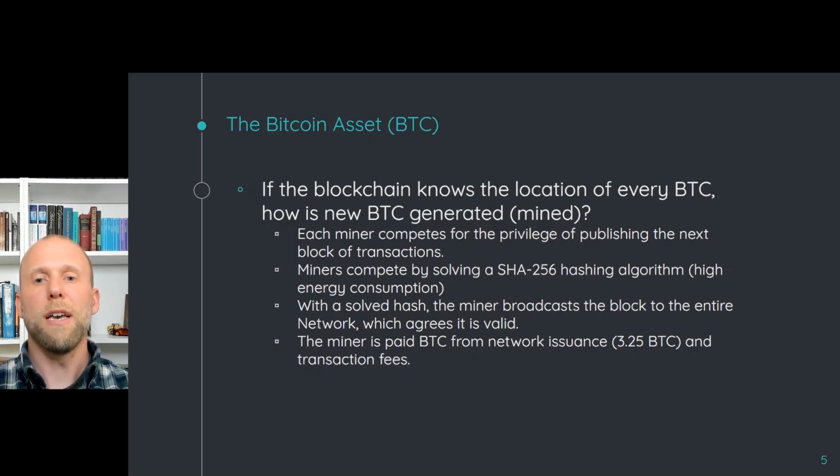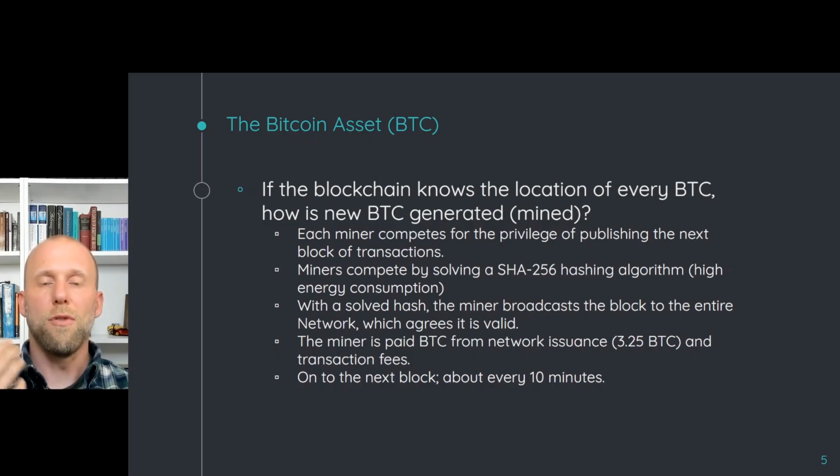The miner is paid Bitcoin from network issuance. Currently, that is 3.25 Bitcoin. They are also paid all of the transaction fees, because for every transaction you make on the Bitcoin network, you have to pay a fee to the miners to process it. So right now, if you're the miner and you win the competition, you get 3.25 Bitcoin plus all the associated transaction fees in that bundle of transactions that you are processing. And again, as soon as this process is done, the next block competition is immediately started. The miners immediately start trying to solve a cryptographic puzzle for the next block. The whole process starts all over again, and it happens about every 10 minutes.